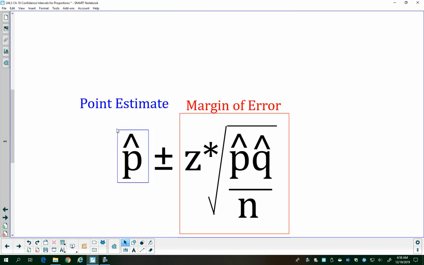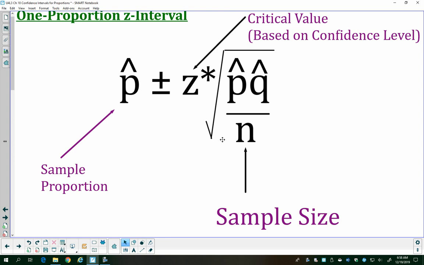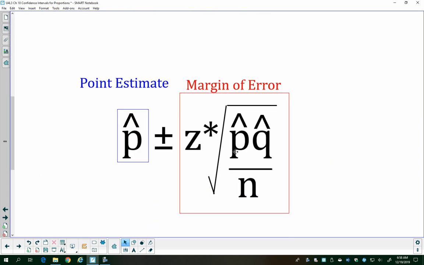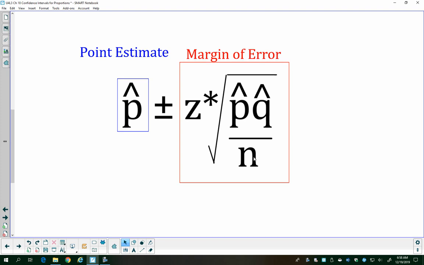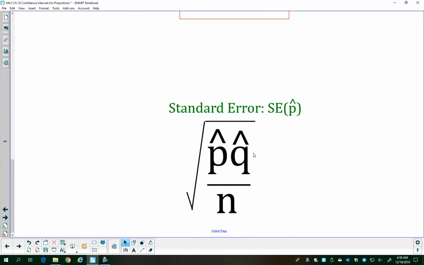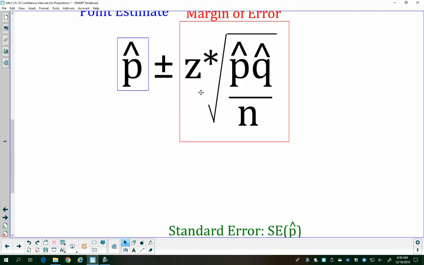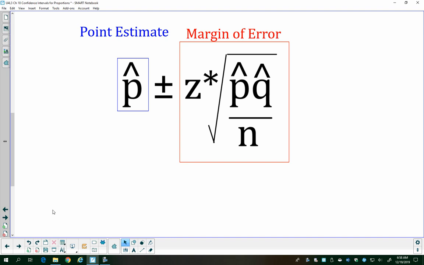So again, we have this whole formula broken into pieces. We have our sample point estimate, we have our margin of error, and then that margin of error broken down even more, we have the standard error. And again, z star is called a critical value, and we're going to be able to calculate that, which I'll walk through with you.